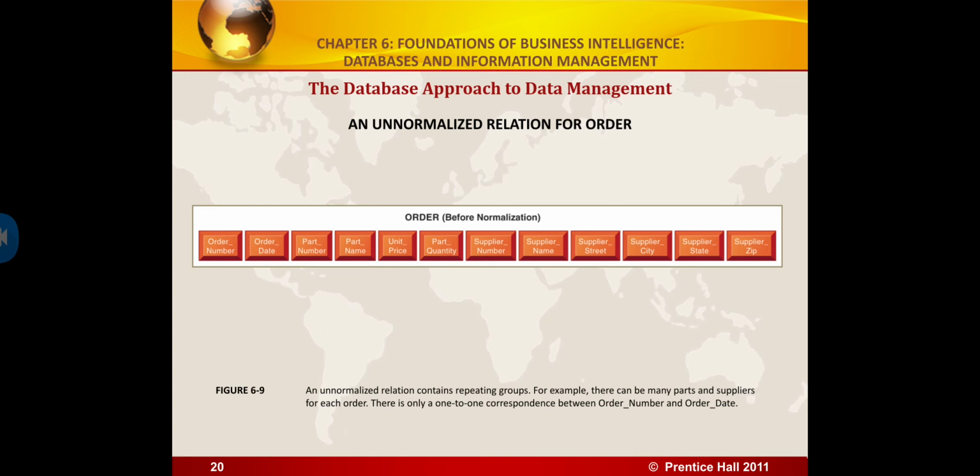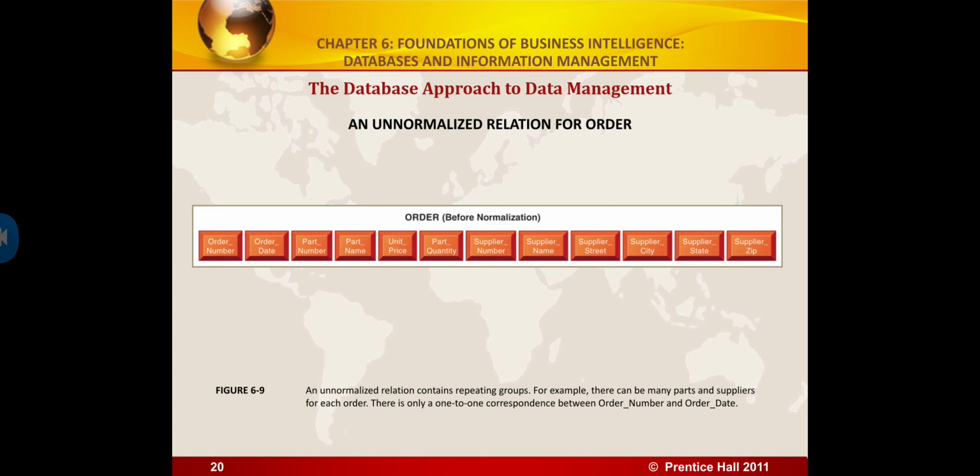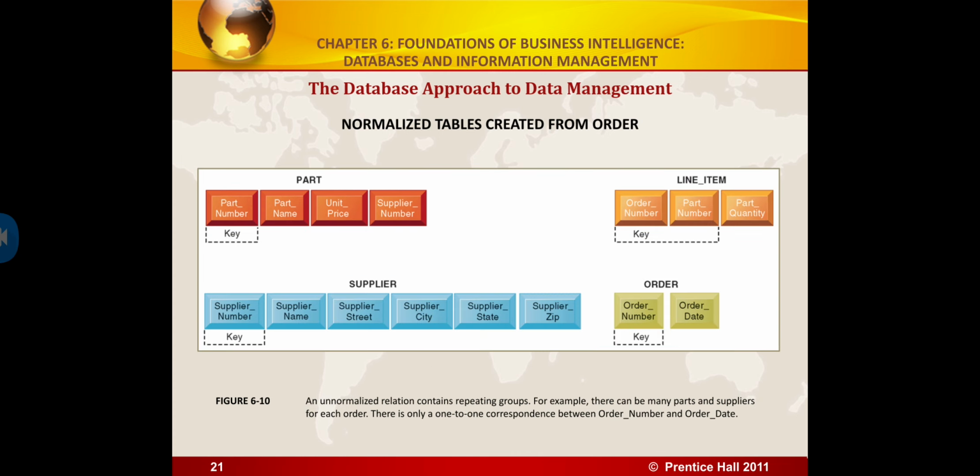If we go step by step and normalize the relation order, we emerge with the relations which we can see on this figure. So you can find out about normalization from this table. An unnormalized relation contains repeating groups. So there are repeating groups of data on unnormalized orders data. For example, there can be many parts and suppliers for each order. There's only a one-to-one correspondence between order number and our order date.